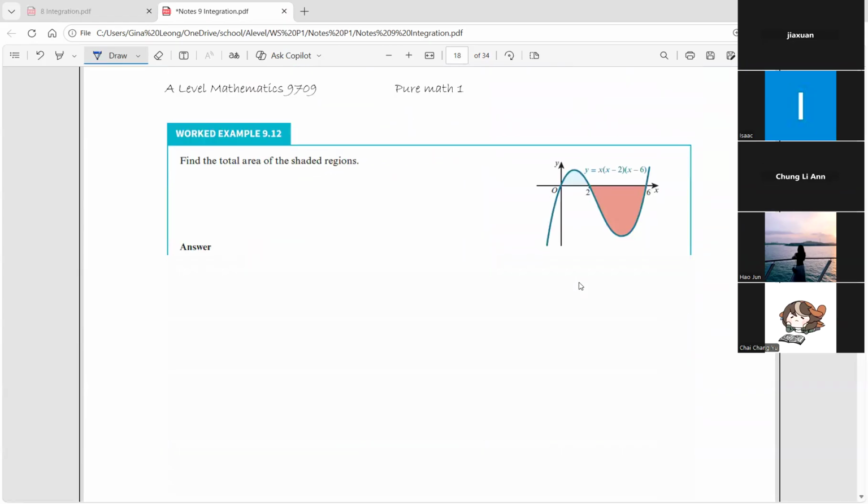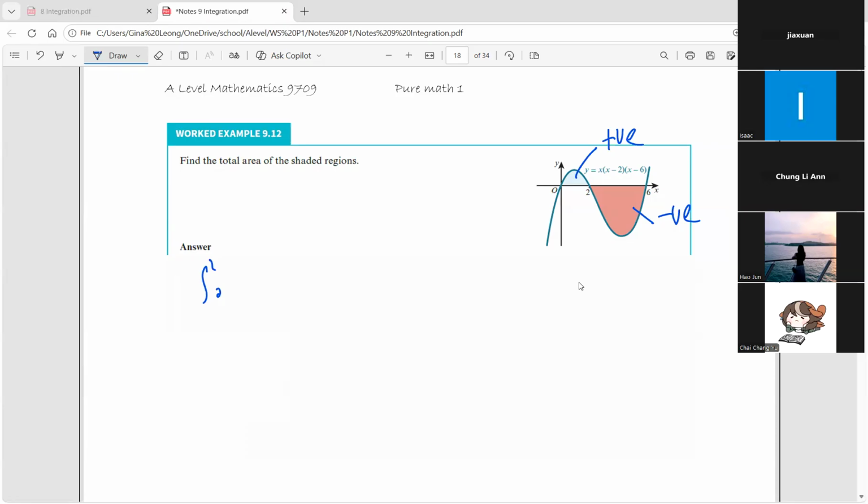Okay, you see, this one has two parts. Students will ask, can I straight away use integration from 6 to 0? The answer is no. Why? Because there are two regions. This region is positive, and this region is negative. So we need to do it separately. For this negative part, later you need to take the modulus to get back the positive value. So what we have to do is integrate from 2 to 0.